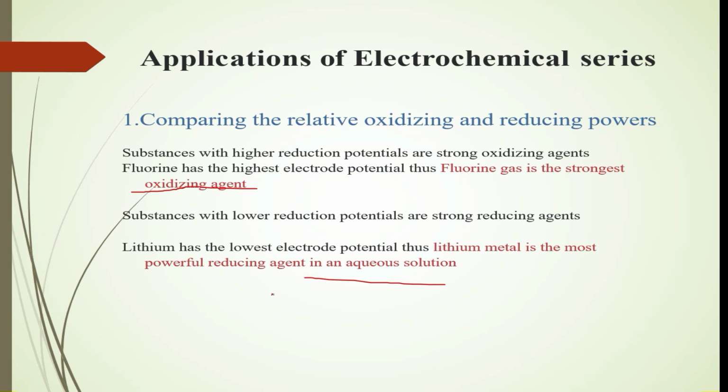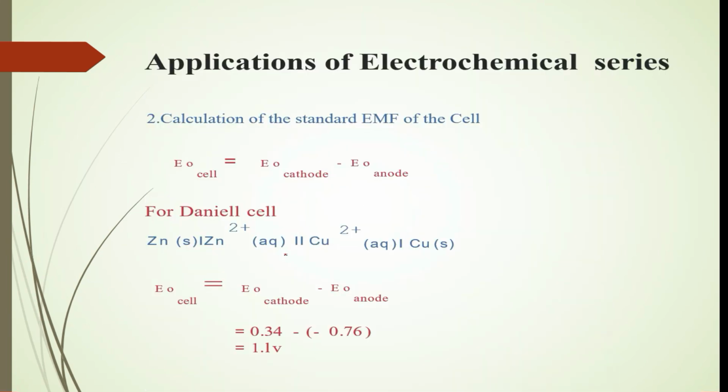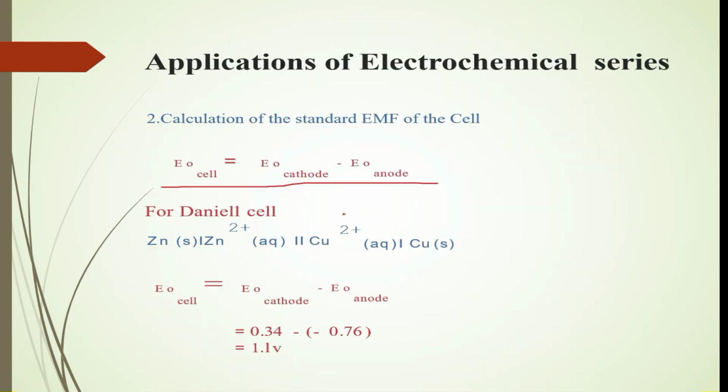So according to that series we identify the oxidizing and reducing power of an electrode. Another application of the electrochemical series: with the help of this formula we determine the EMF of the cell. For the zinc and copper cell, according to the electrochemical series, zinc is minus 0.76 and copper is 0.34. We use these values and find the EMF of the cell.